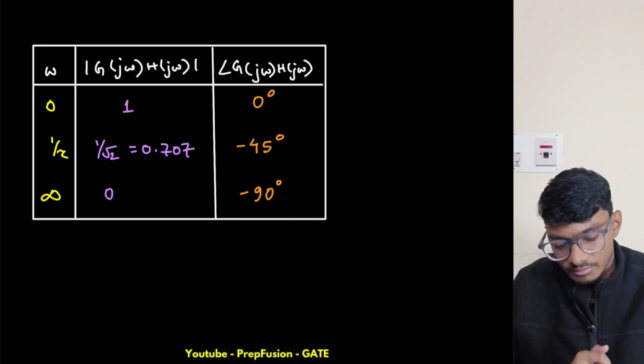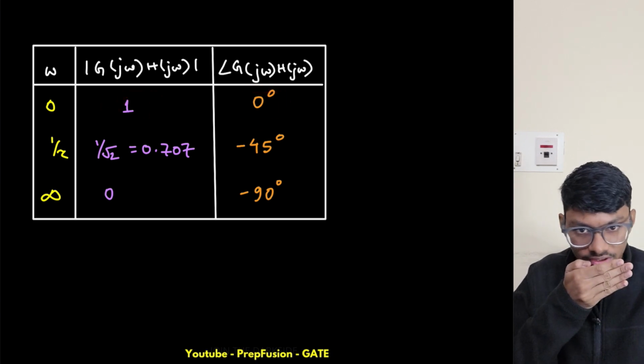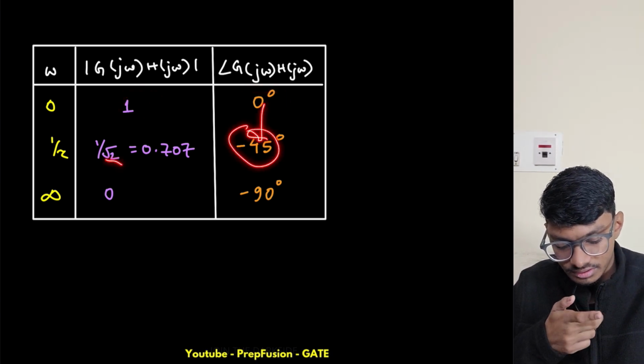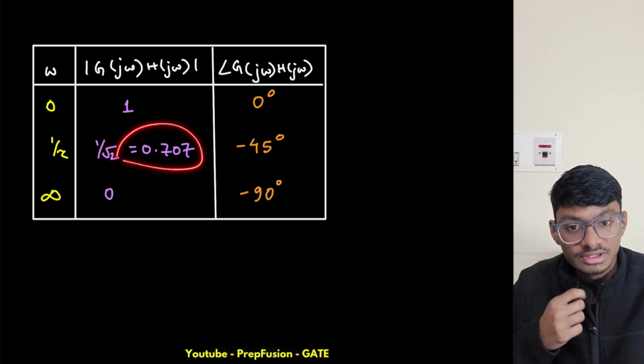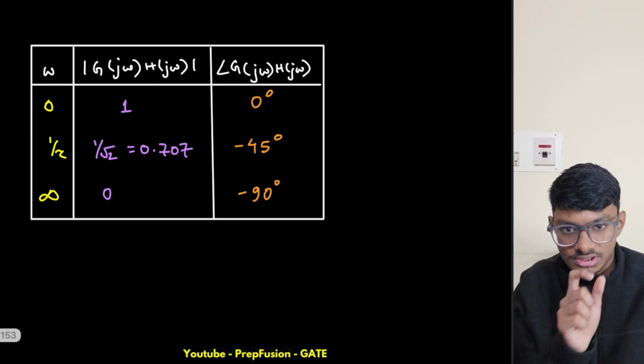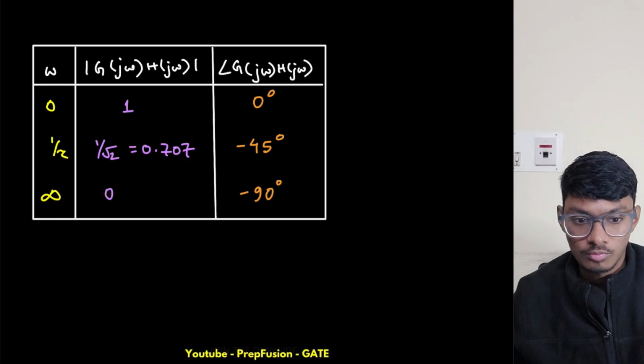Now from here we can get a brief idea. It starts from 1 at a 0 degree angle, on the positive real axis, then it goes to minus 45, right? The magnitude is reducing, and at the end the magnitude goes to 0 itself. So the distance from the origin is reducing. Okay, let's now plot it.